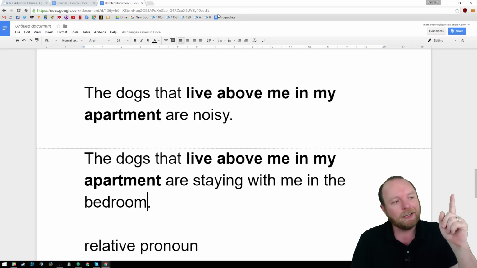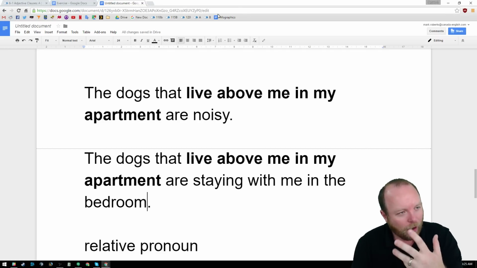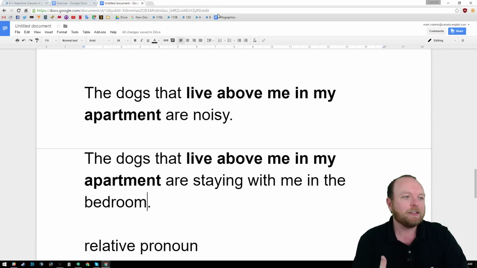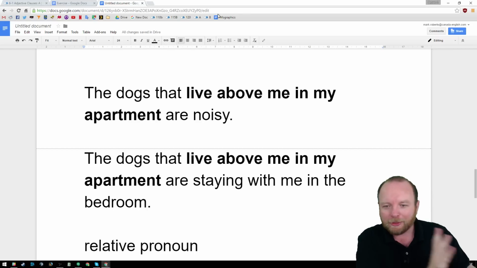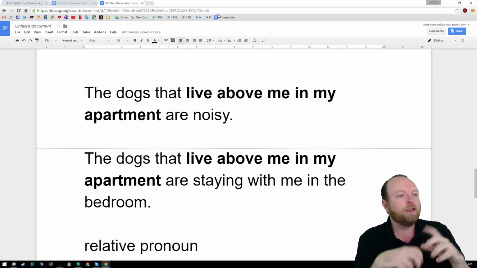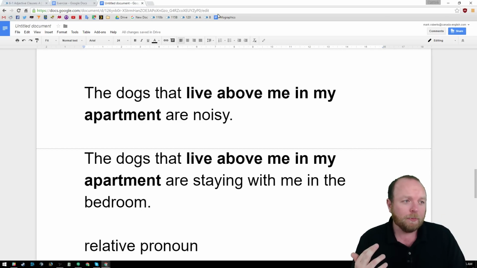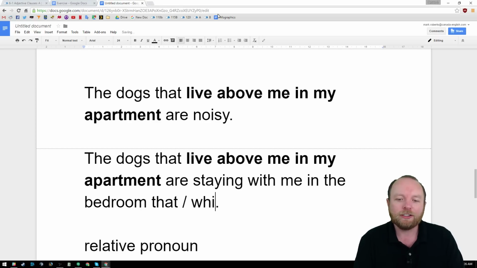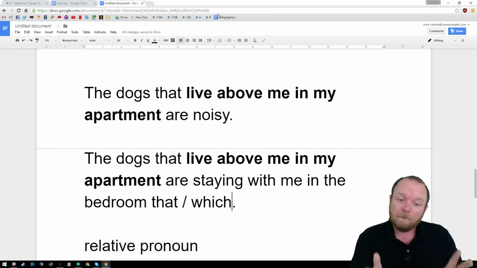Okay, so maybe the dogs that live above me, maybe the owner went on vacation and now they're staying with me, and you know, they're very dirty, so I don't want to put them in my living room. I put them in the bedroom. Now, my apartment has 2 bedrooms, so I have to say which bedroom. Now, bedroom, is it a thing or a person? Well, of course, it's a thing. So we need that or which. Remember, which one is more popular? Well, things, usually we say that. But which is okay. It's okay, all right?